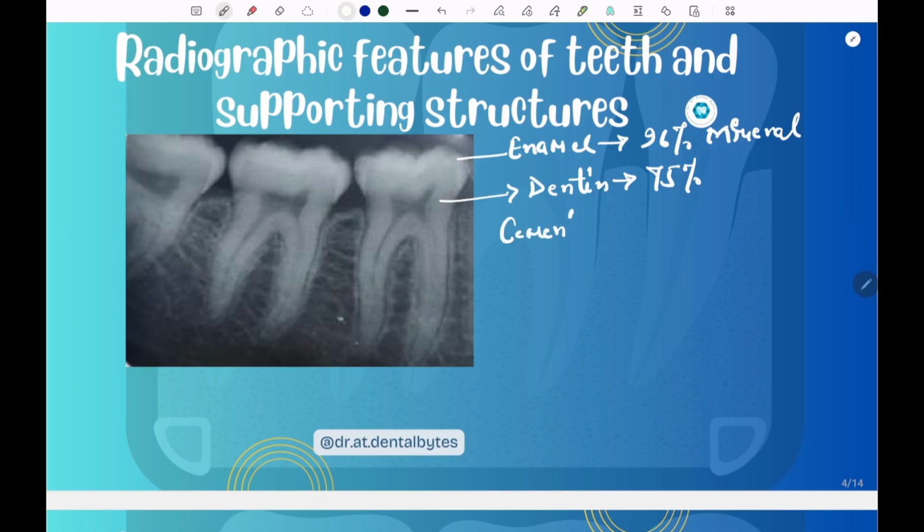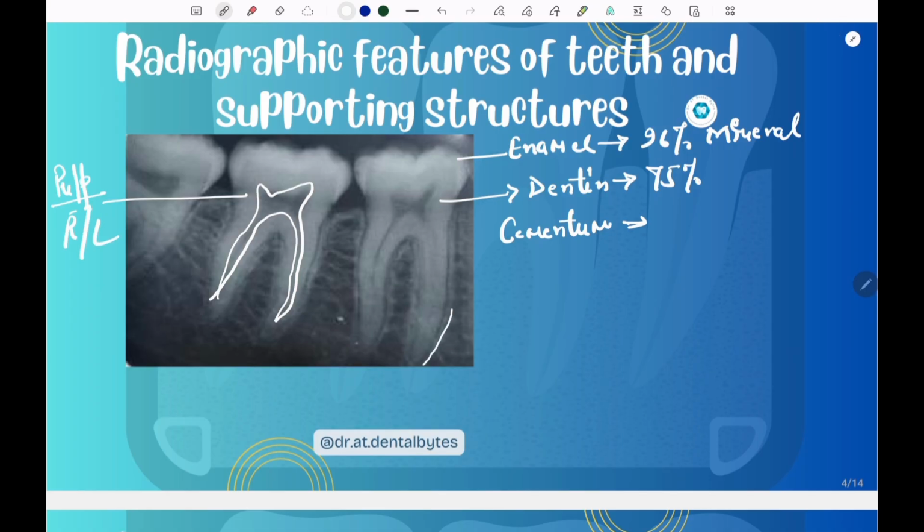Cementum is not usually visible radiographically because the contrast between cementum and dentine is so low and the cementum layer is very thin. This radiolucent structure is pulp. Since pulp is composed of soft tissues, it allows the X-rays to pass through easily, so it appears radiolucent.